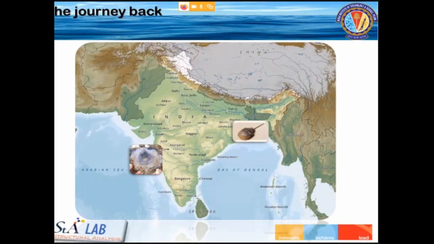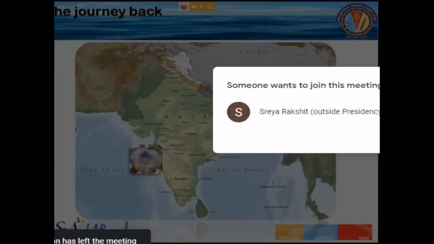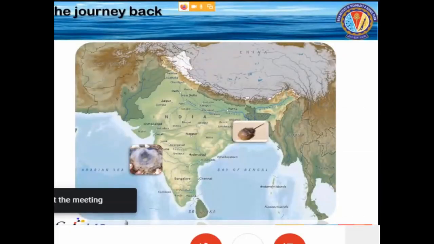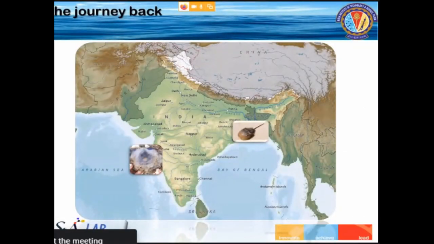One is the windowpane oyster that you can see on the left of your screen, centered near about the Goan coast. And this windowpane oyster will be the hero of my first tale. And then again, I will shift back to West Bengal and the neighboring coastlines, and I will be talking about the horseshoe crab, which will be my next protagonist.